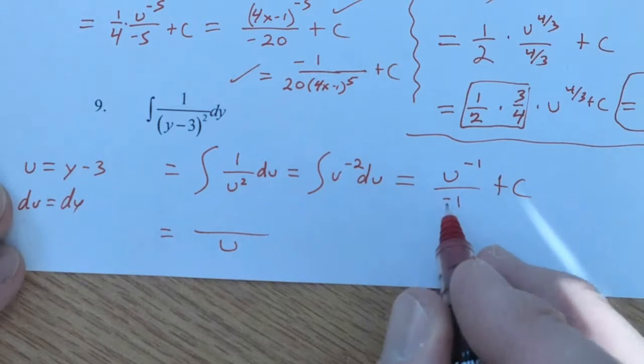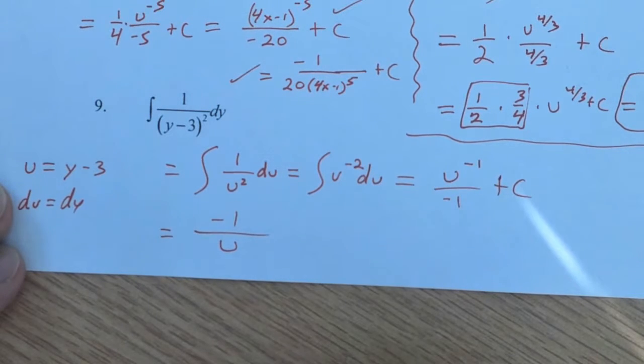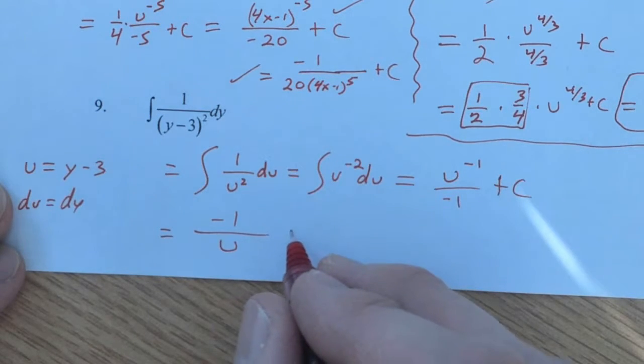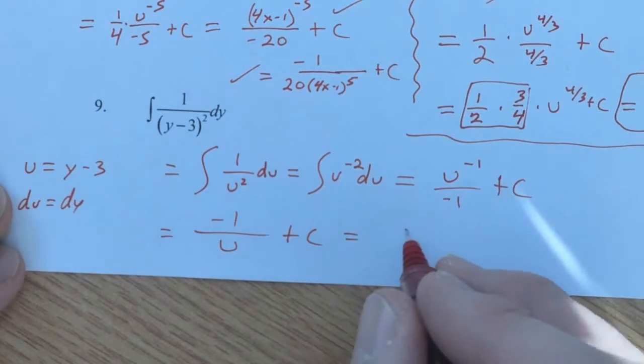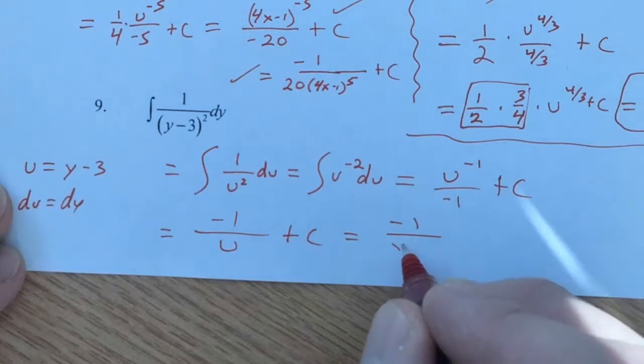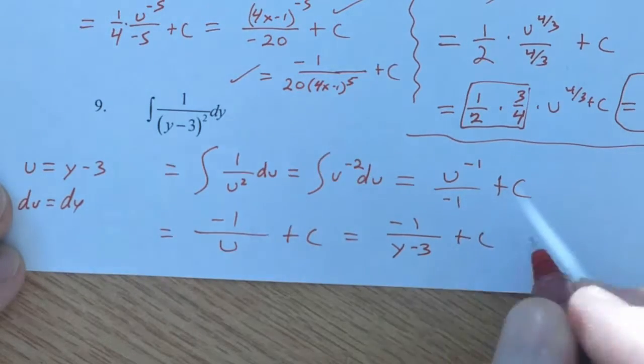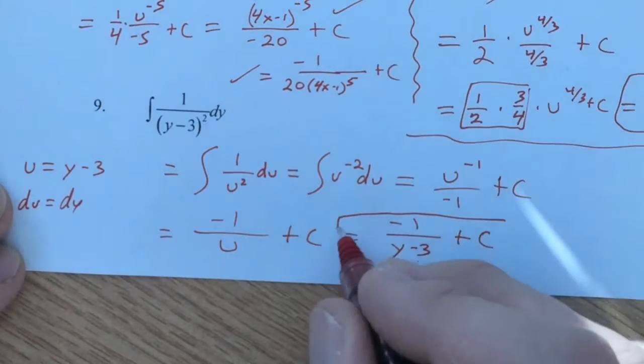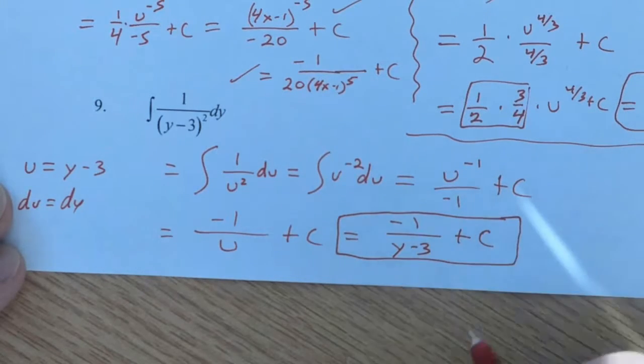And this negative 1 doesn't matter if it's in the numerator or the denominator, so we can put that up there. So we have negative 1 over u plus c, but u is equal to y minus 3. So we have negative 1 over y minus 3 plus c, and that will be our antiderivative. Again, if you derive this, you'll end up with 1 over the quantity y minus 3 squared.